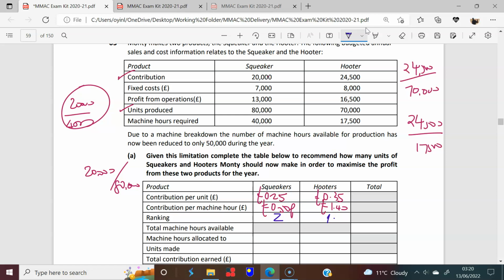This gives us a higher contribution per machine hour, so that's the ranking. We're told that you only have 50,000 hours of machine time. So you're going to make Hooters first, and you need 17,500 hours, so give them that. The balance of 32,500 therefore goes to squeakers. So you'll make all the units of Hooters, that's 70,000 units, because you have all the hours available to make them.